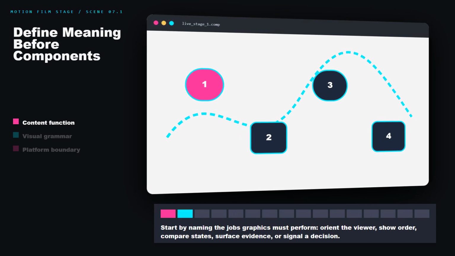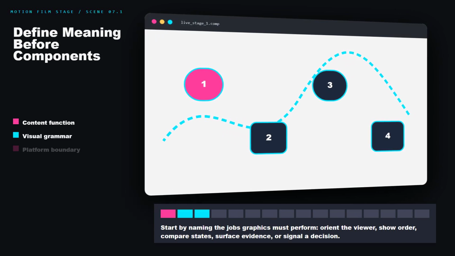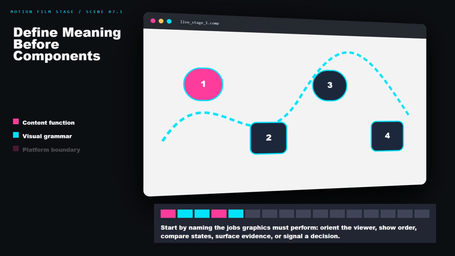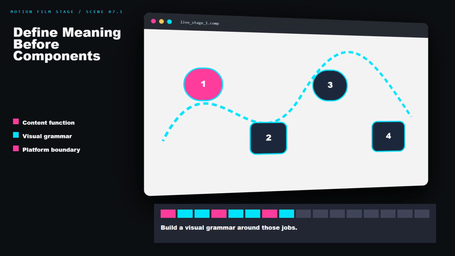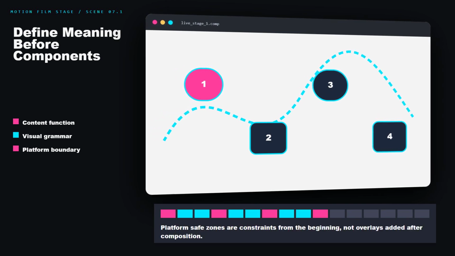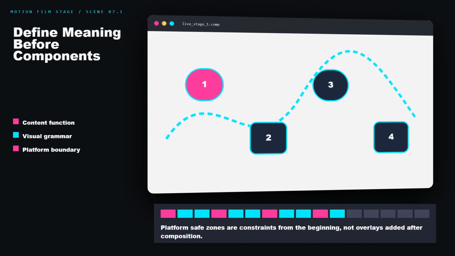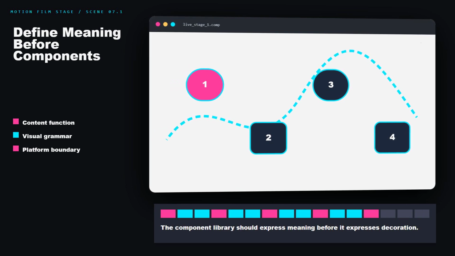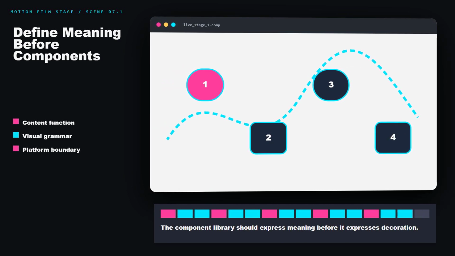Start by naming the jobs graphics must perform. Orient the viewer, show order, compare states, surface evidence, or signal a decision. Build a visual grammar around those jobs. Platform-safe zones are constraints from the beginning, not overlays added after composition. The component library should express meaning before it expresses decoration.